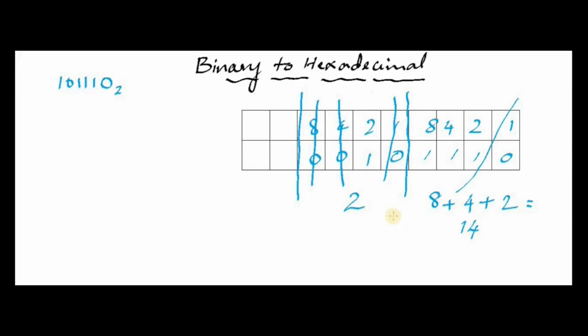Now you want to convert these to a hexadecimal number. In hexadecimal, starting from 0 to 9, then A, B, C, D, E, and the last one is F. So completely 16 digits will be there, isn't it? You can write 2 as it is. Then for 14, what will you write? Here, 10, 11, 12, 13, 14. So 14 is E. So it is 2E base 16. This is our final answer.